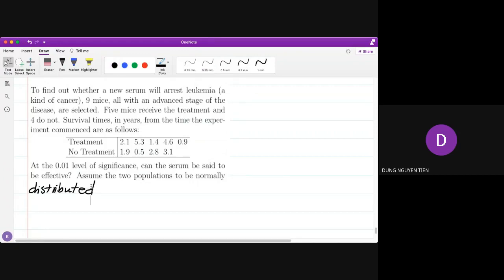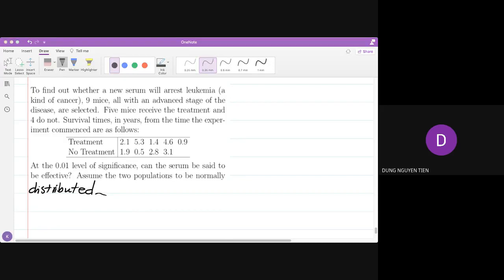To find out whether a new serum will arrest leukemia, a kind of cancer, 9 mice, all with an advanced stage of the disease, are selected. 5 mice received the treatment and 4 do not. Survival times in years from the time the experiment commenced are as follows. At 1% level of significance, can the serum be said to be effective? Assume the two populations to be normally distributed.